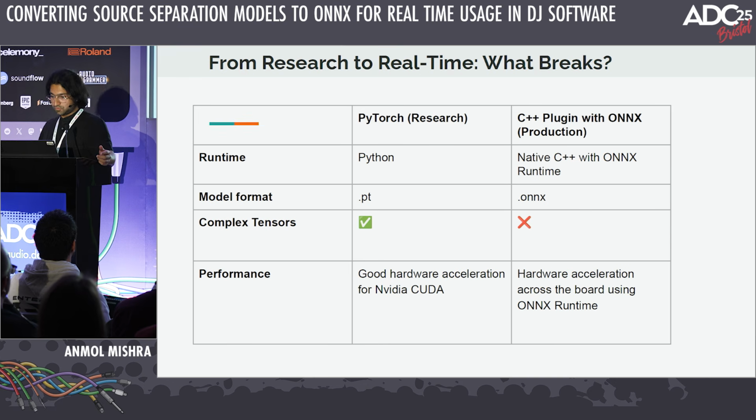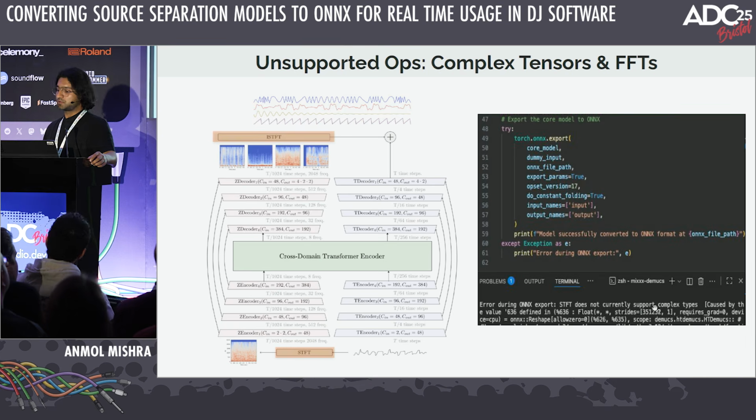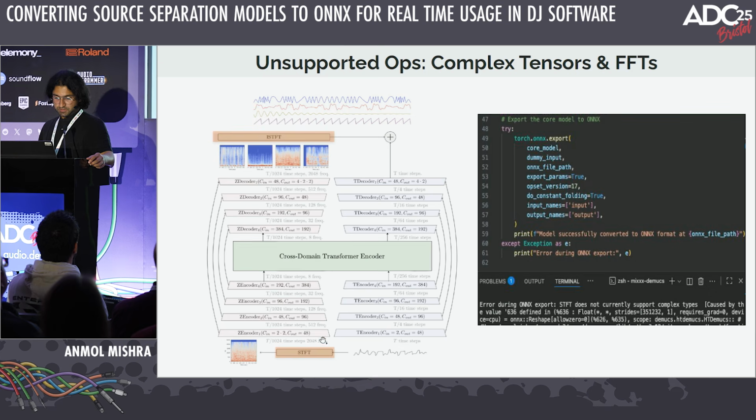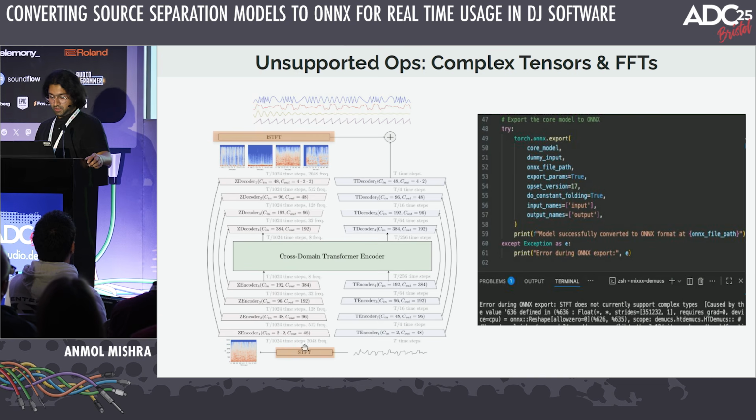If you do the default ONNX export, which you see on the right here, the torch.onnx export, the core model here is actually this Demucs model that I tried to export. Look at the error that you get below here: error during ONNX export, STFT does not currently support complex types, which is essentially complex numbers. You see these two red highlights that I made; these are the two operations that use complex numbers. As you're very well familiar with audio, Fourier transforms use complex numbers.